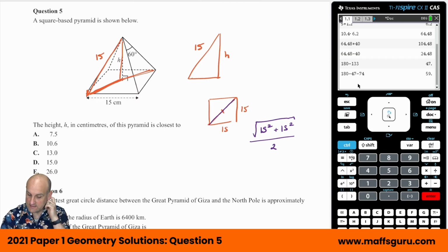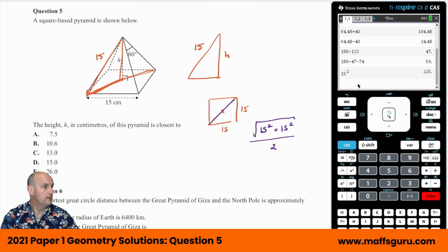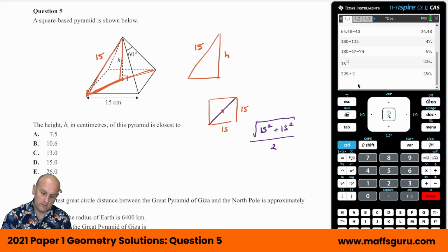Yuck. Like this so far? Not a lot. No, me either. Okay, so if we do 15 squared, 225, times that by 2, 450. So this value here is going to be the square root of 450, all divided by 2. Happy with that so far?